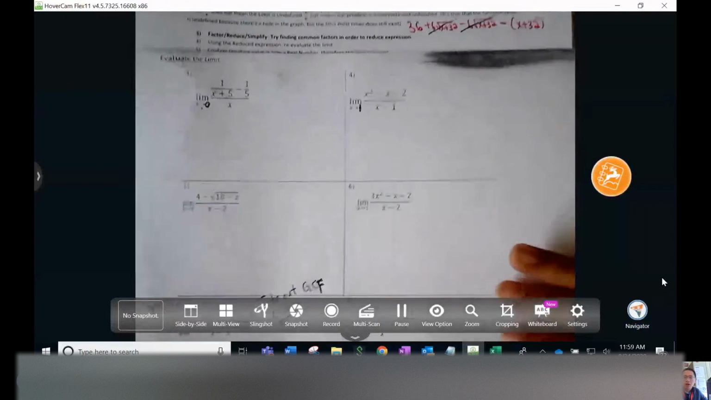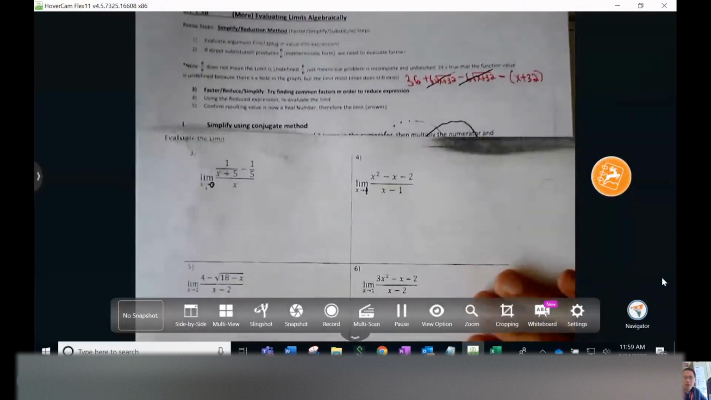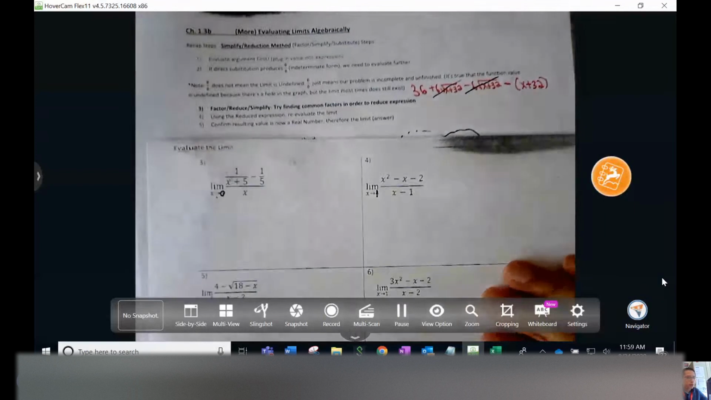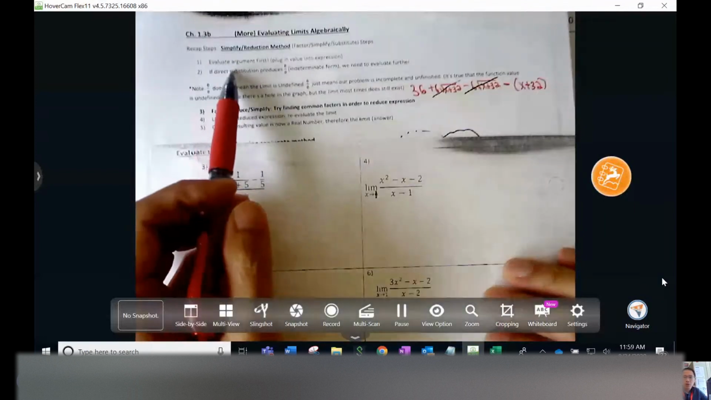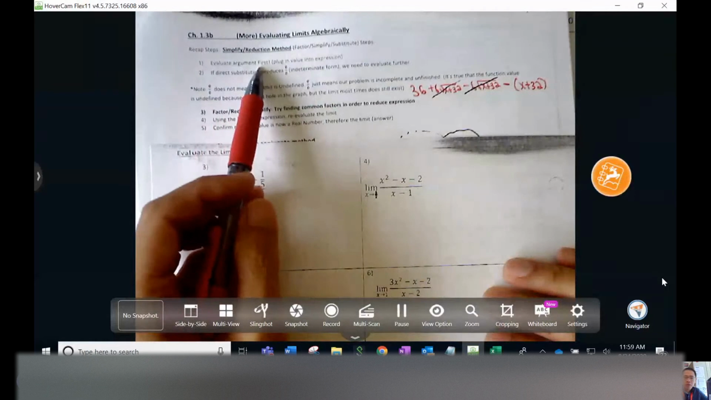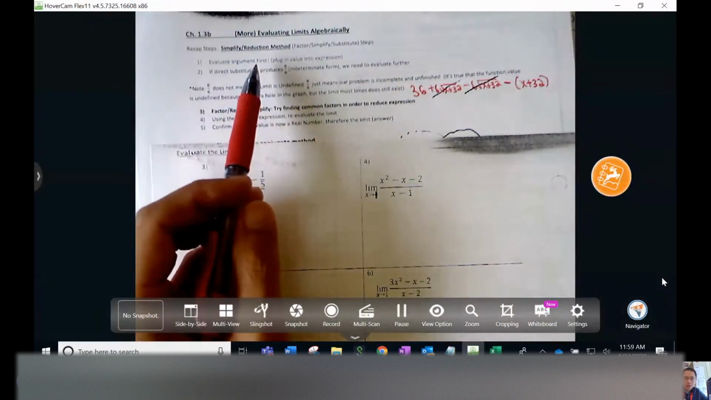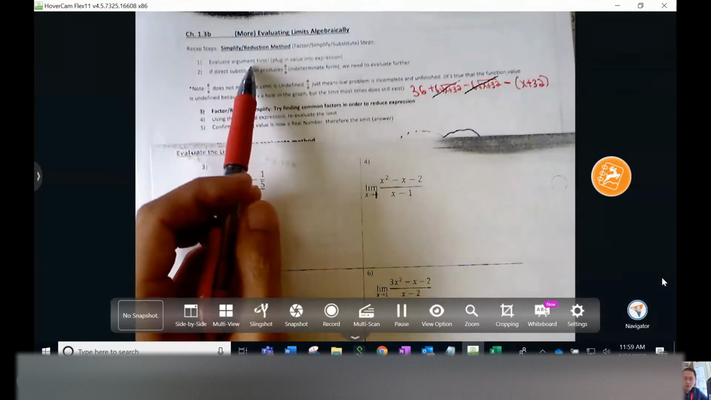Now the back page are all going to be limits algebraically. So evaluating limits algebraically, let me run through your steps. The first thing we always do is we plug in that argument. We plug in that x value. The reason why we do that is we want to have some idea, some foundation to build off of, right? We want to know, is the graph continuous? If it's continuous, then whatever number we get, that's our answer.